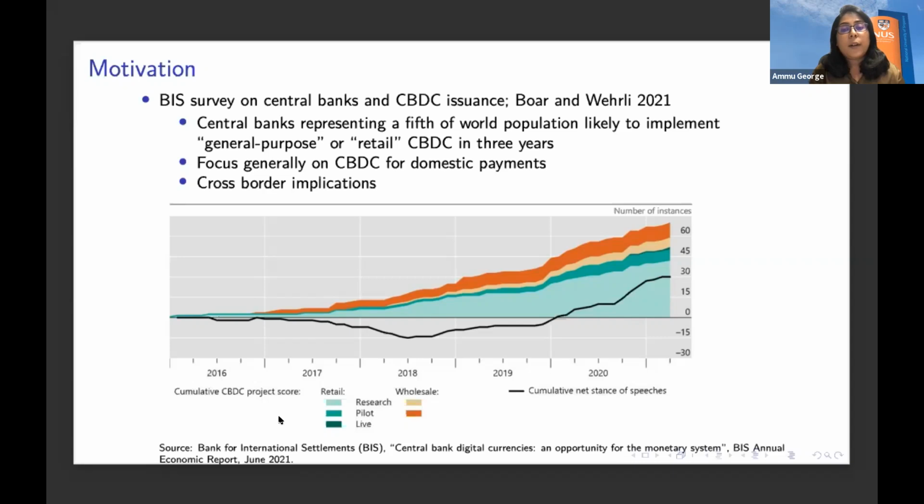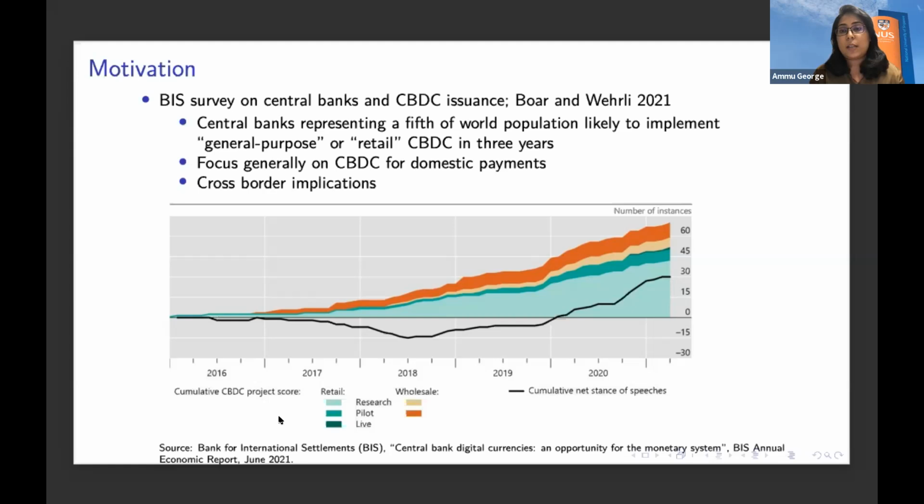The recent COVID-19 pandemic has not only resulted in the increasing adoption of more digitized modes of payments, but it has also caused renewed discussions on CBDC issuance. And according to the recent BIS survey, central banks, who are representing around 1/5 of the world's population, are likely to implement CBDC in the next 3 years. And the focus of the central banks, according to the survey results, is primarily on retail CBDCs. By definition, retail CBDC is very analogous to cash in the sense that the end users are households or businesses.